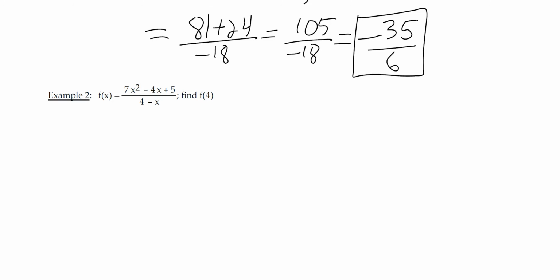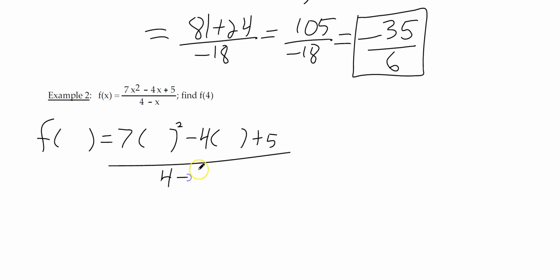Example 2, another function, find f of 4. So I'm going to set the function up in blanks, exactly as I did before. And when I plug in 4 into the blanks, first thing that I see is the denominator is 0. I don't really care so much about the numerator. 0 in the denominator, undefined.